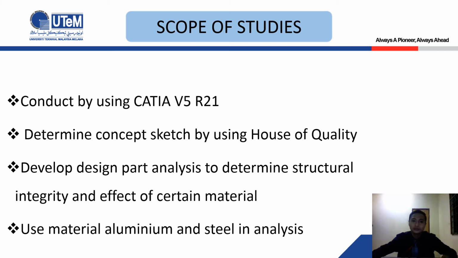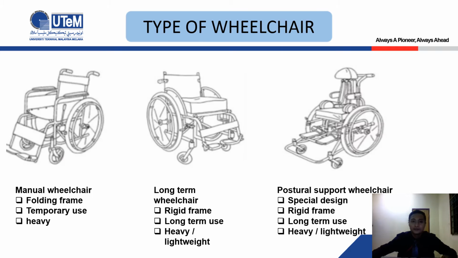So this is the scope of studies in my project. First, the work is conducted by using CATIA V5R21. Determine the concept sketch by using House of Quality. Next, develop the design part analysis to determine structural integrity and the effect of certain materials. And lastly, use the materials aluminium and steel in the analysis.